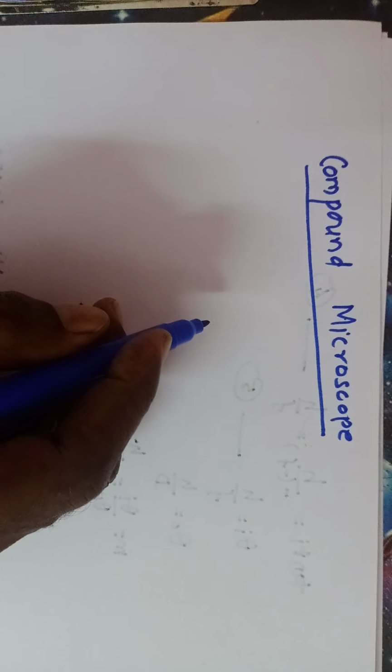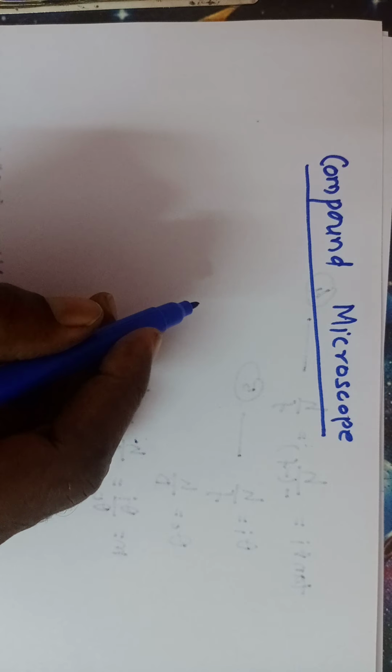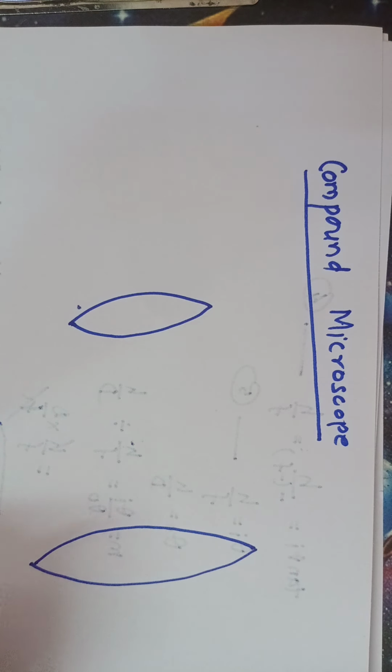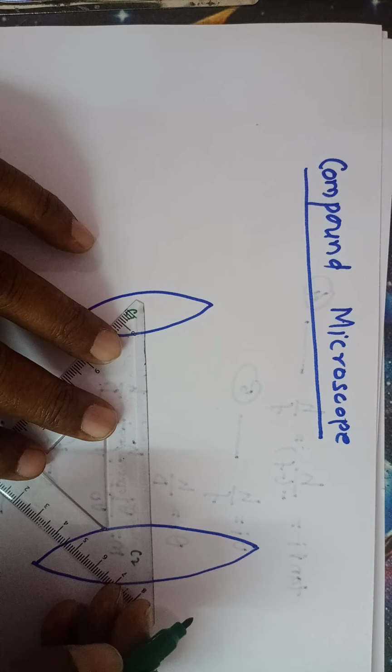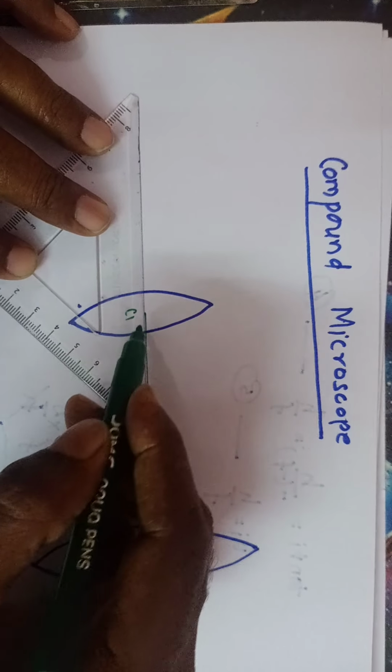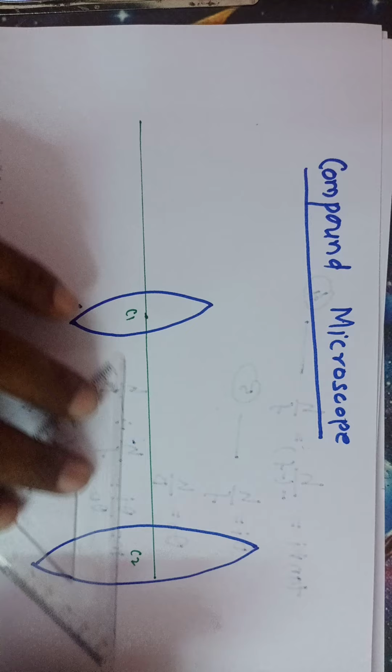What happens in this case, we use two lenses. One lens is called the eyepiece, and we have coaxially one more lens. Both are convex lenses, not concave lenses. And we have one common principal axis. The names of the centers we can give as C1 and C2. This line which passes through the centers is called the principal axis.